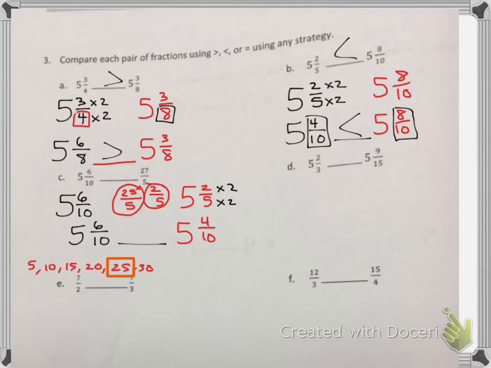And I can see here that 5 and 6 tenths is still the larger mixed number. It's closer to a whole by 2. So our answer is 5 and 6 tenths. All right, let's go to the next one. Let's do 5 2/3 and 5 and 9/15.